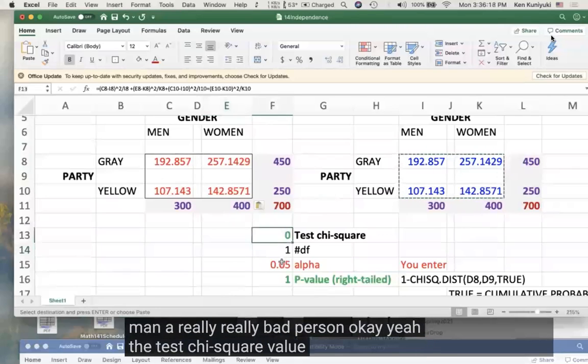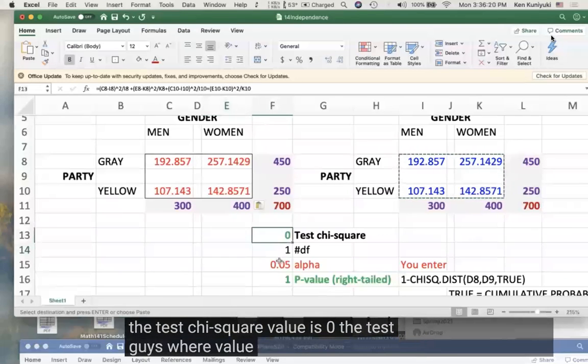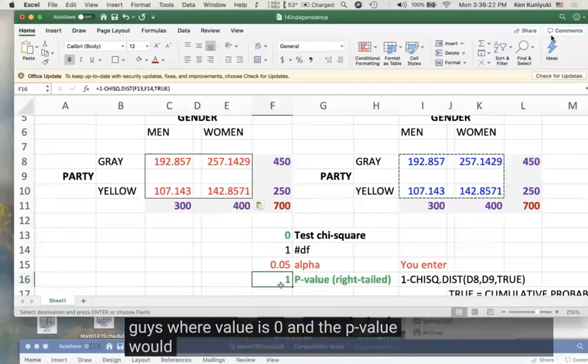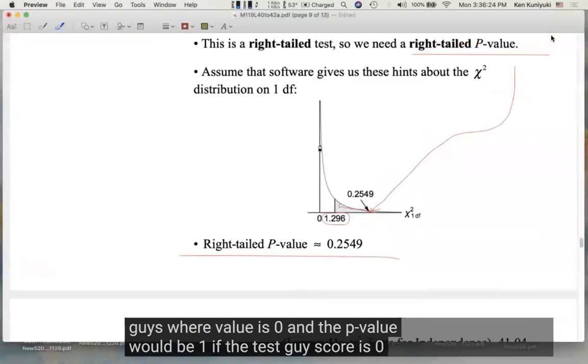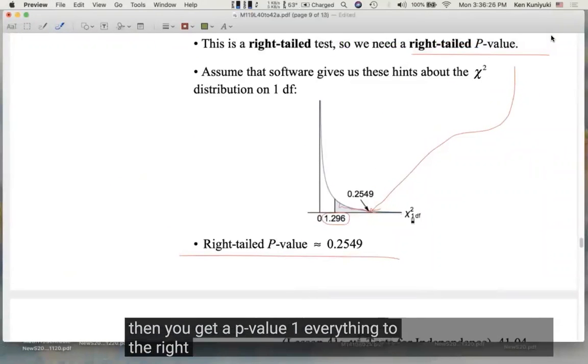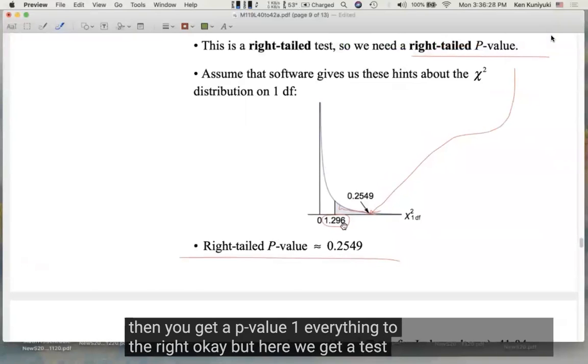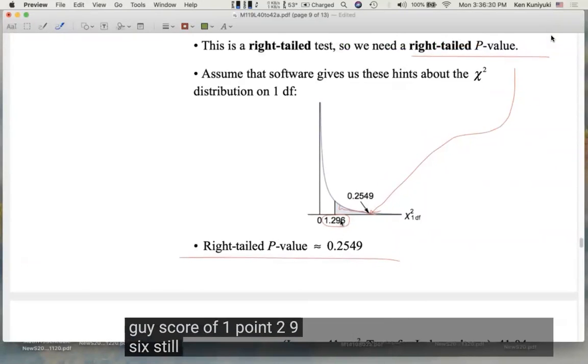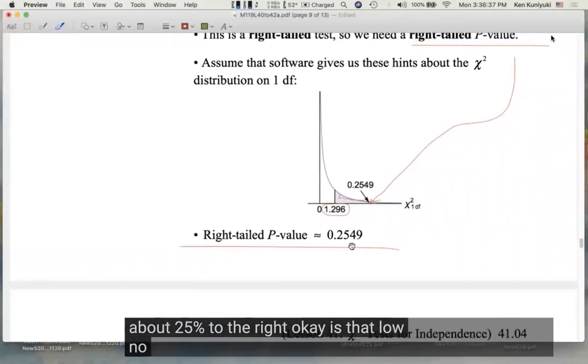Yeah, the test chi-square value is 0, and the p-value would be 1. If the test chi-square is 0, then you get a p-value of 1, everything to the right. Okay, but here we get a test chi-square of 1.296. Still, even though we're not getting 1, we're getting a lot. We're getting about 25% to the right. Okay, is that low? No way.